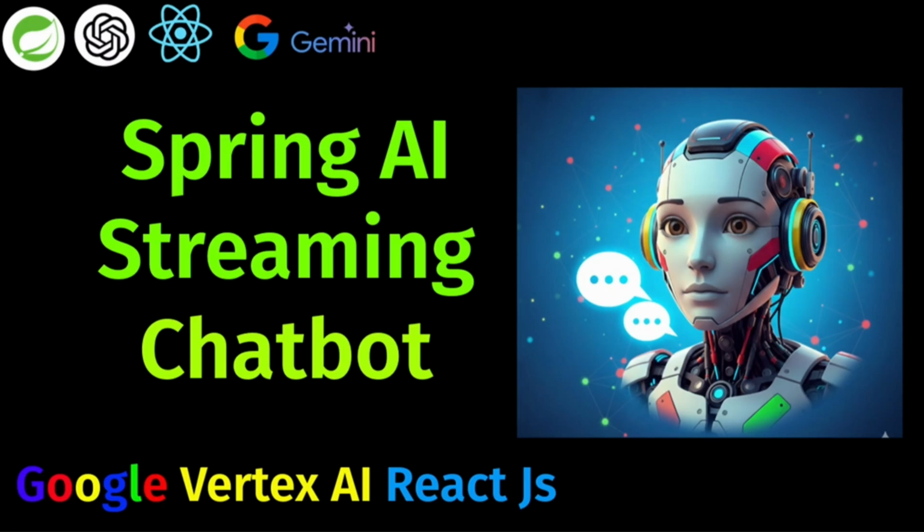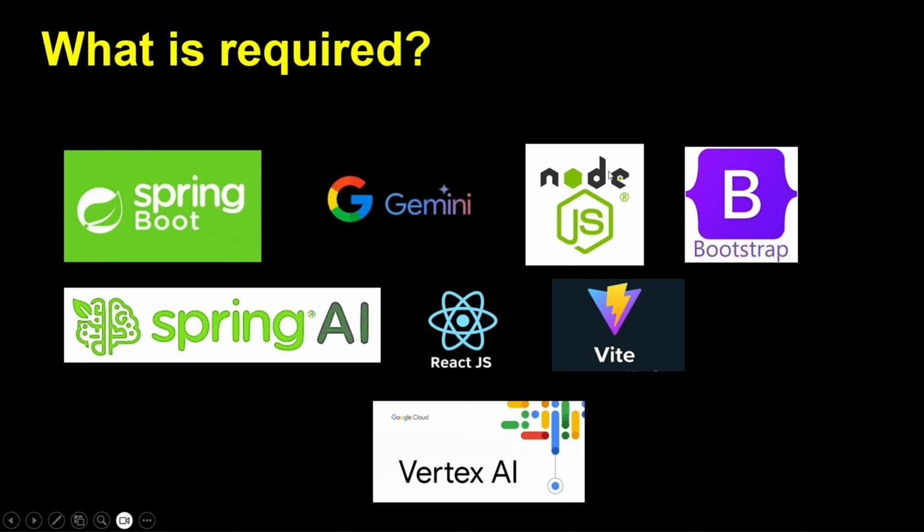As part of this video, we are going to see how to build a chatbot application for a streaming response by using Spring AI, and we are going to use the Google Vertex AI as an API to get the response back. And to build the chatbot application, we are going to use React.js. So let me show you the full tech stack we are going to use.